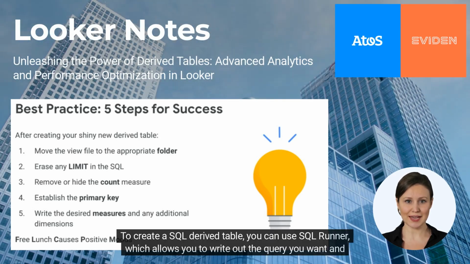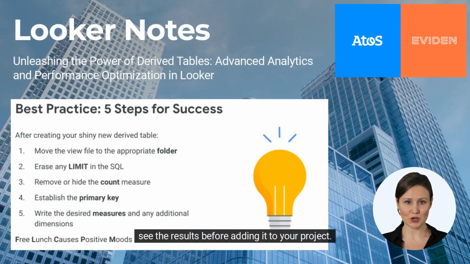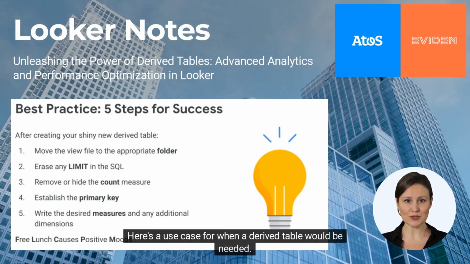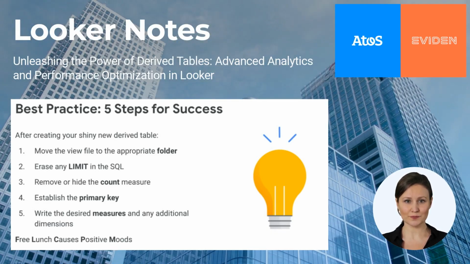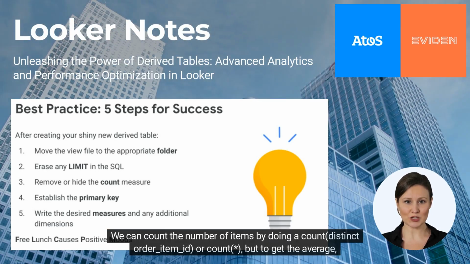To create a SQL-derived table, you can use SQL Runner, which allows you to write out the query you want and see the results before adding it to your project. Here's a use case for when a derived table would be needed. Let's say we want to know the average number of items purchased per order by age group. We can count the number of items by doing a count distinct order item id, or count asterisk.